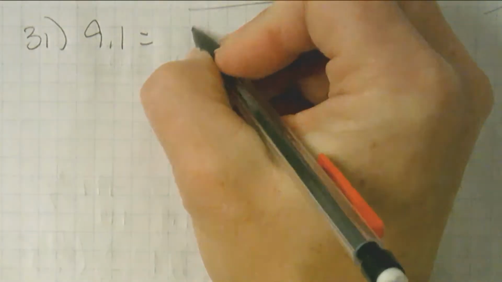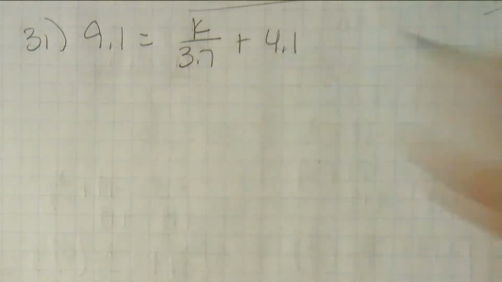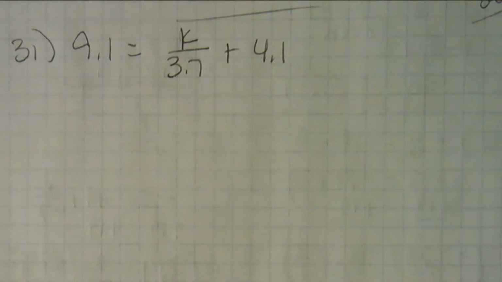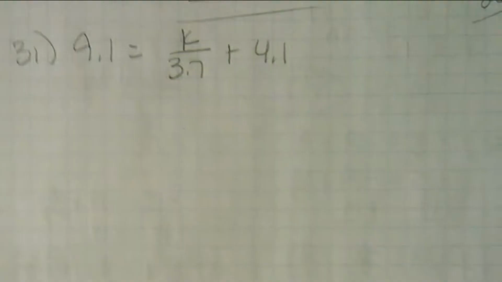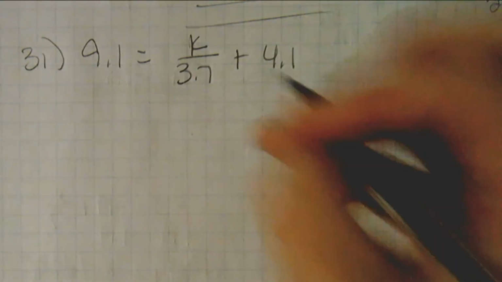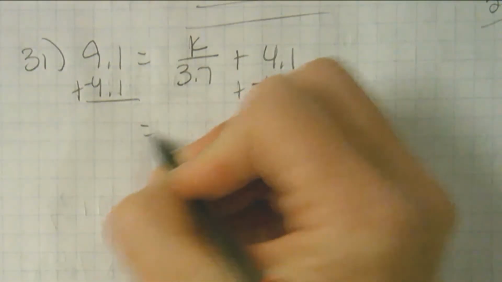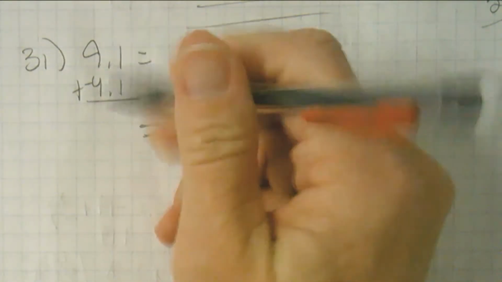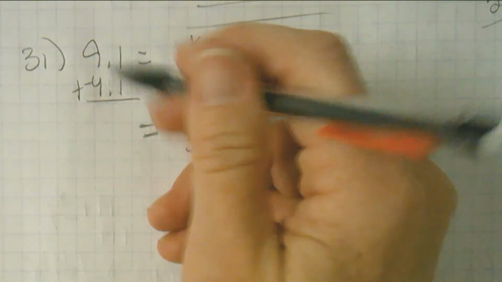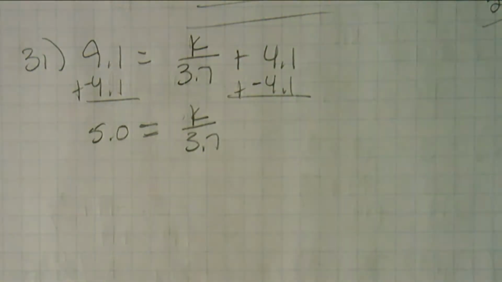31 said I have 9.1 is equal to k divided by 3.7 plus 4.1. Is this the one you're talking about? Yeah. Awesome. So Patrick, what's the first thing I'm going to do here? Add negative 4.1 to both sides. Excellent. So on the right side, I get k over 3.7 equals, well, this is adding a positive and a negative. So this is simply going to be 5.0. Now what, Patrick?